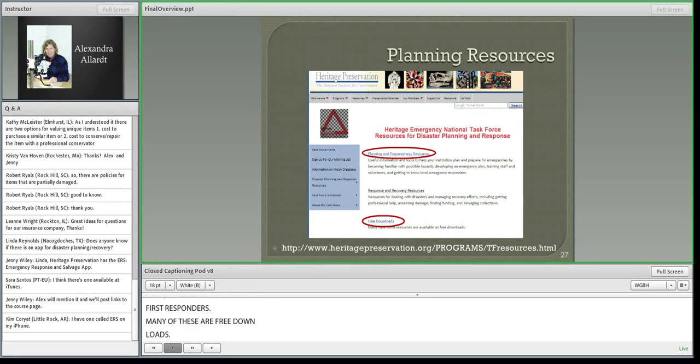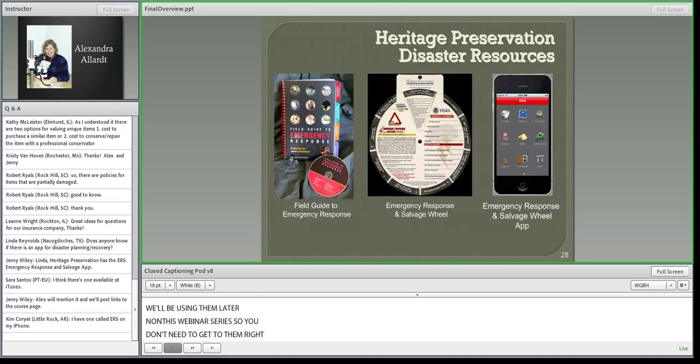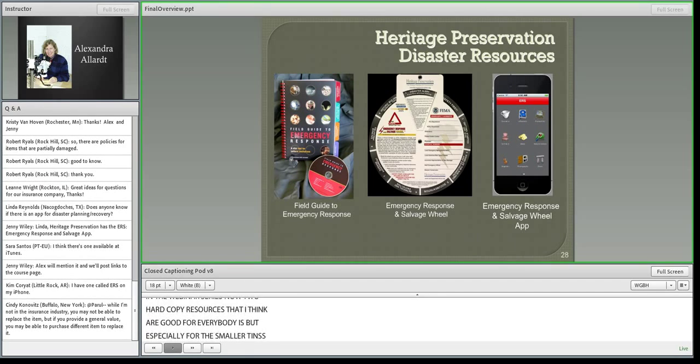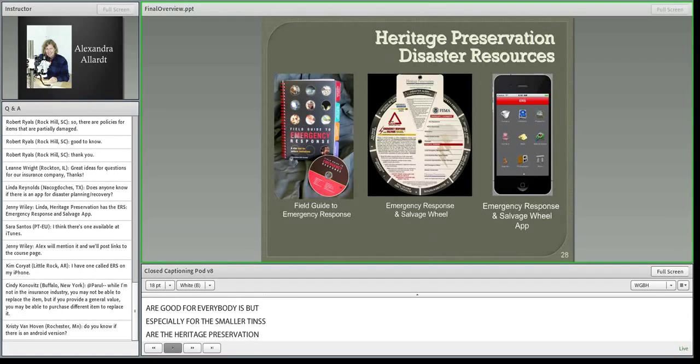Now, 2 hard copy resources that I think are good for everybody, but especially for the smaller institutions, are the Heritage Preservation Disaster Wheel and the Field Guide to Emergency Response. The user-friendly Emergency Response and Salvage Wheel is not a customized plan per se, but it is a valuable tool whether you have a plan or not. That's the one in the middle there that looks like a wheel. It's a good place to start pulling together information, as it outlines the key information to get you going.